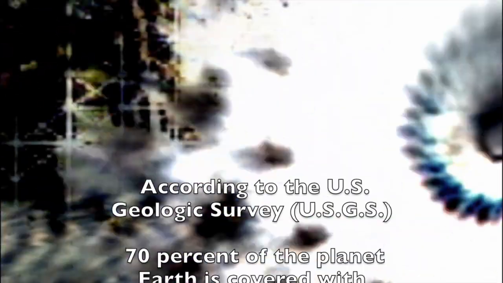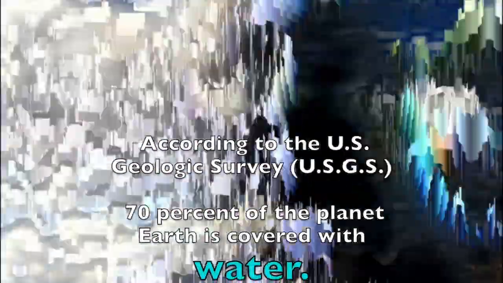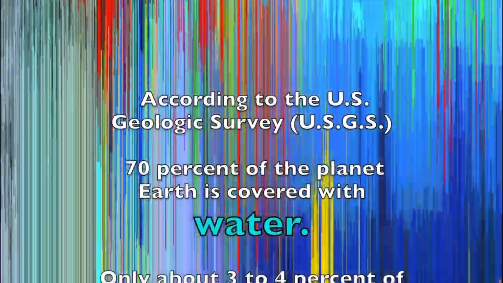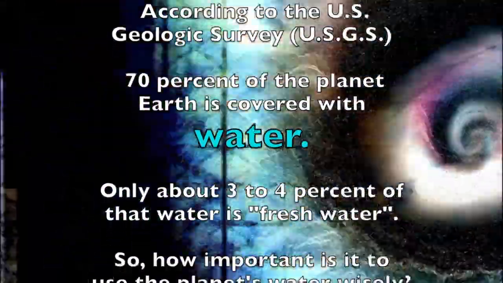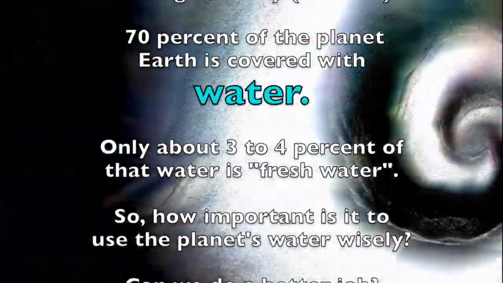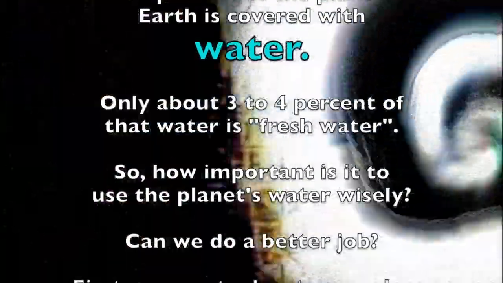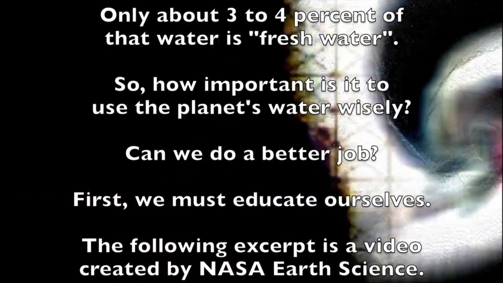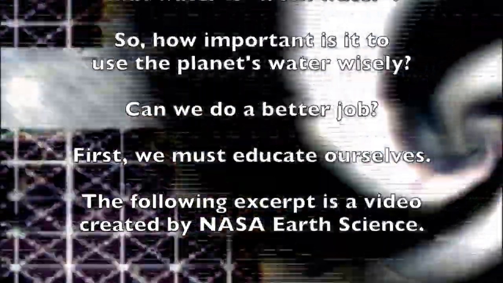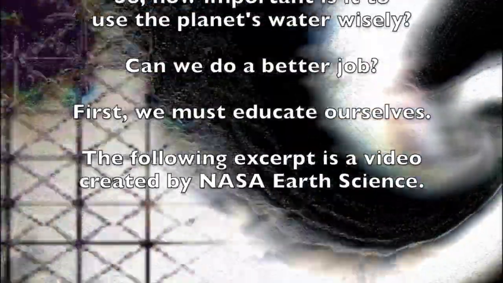According to the U.S. Geologic Survey, USGS, 70% of the planet Earth is covered with water. Only about 3 to 4% of that water is fresh water. So how important is it to use the planet's water wisely? Can we do a better job? First, we must educate ourselves. The following excerpt is a video created by NASA Earth Science.